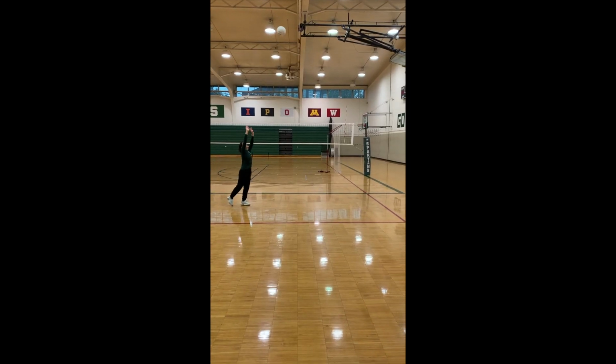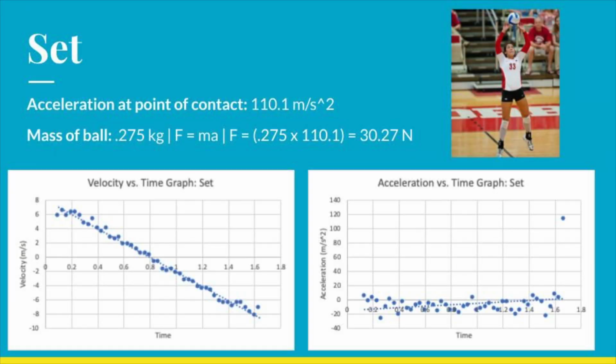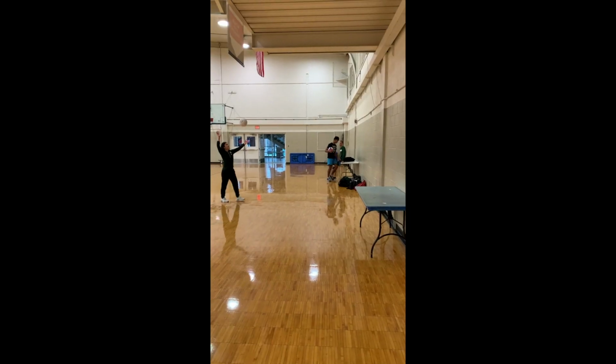This is a video of me setting the ball. When setting the ball, the acceleration at point of contact was 110.1 meters per second squared, and the force was 30.27 newtons. The velocity versus time graph and acceleration versus time graph is very similar to the bumping motion graphs. However, the initial velocity is smaller than the bumping motion, while the acceleration is more negative. This is a video of me spiking the ball.